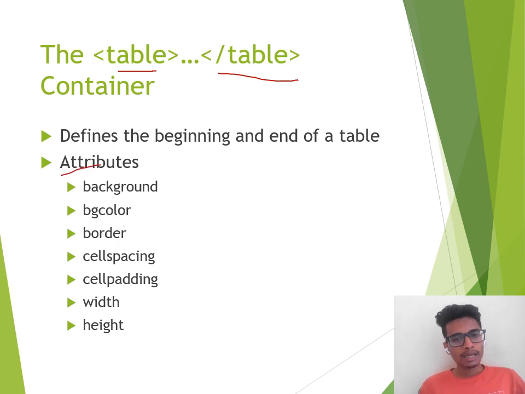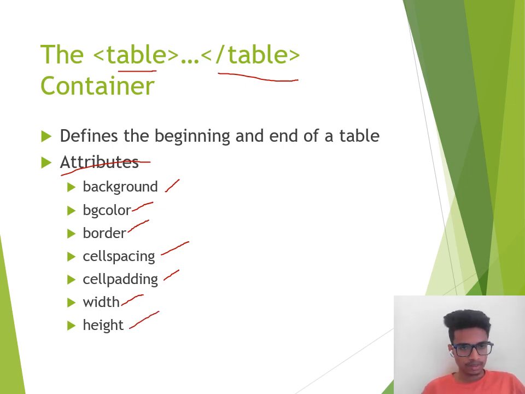There are many attributes in a table, like background color, background border, cell spacing, cell padding, width of the table, height of the table. So everything you can basically improvise or use on your own terms. These are just the attributes that you can change. So this is the start of a table. It all starts with a table tag. So let's move on to the next one.